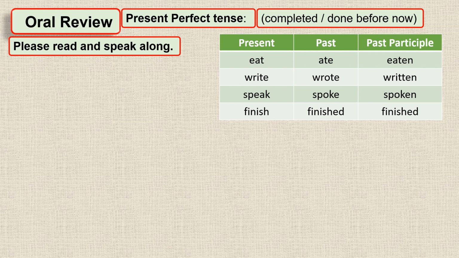Now, we have three columns here that we have to study. That's part of English, and that's how I get my way around. Present column, past column, and past participle column. So the third column is my past participle column. I have to learn these things off by heart. Eat, ate, eaten; write, wrote, written; speak, spoke, spoken; finish, finished, finished.